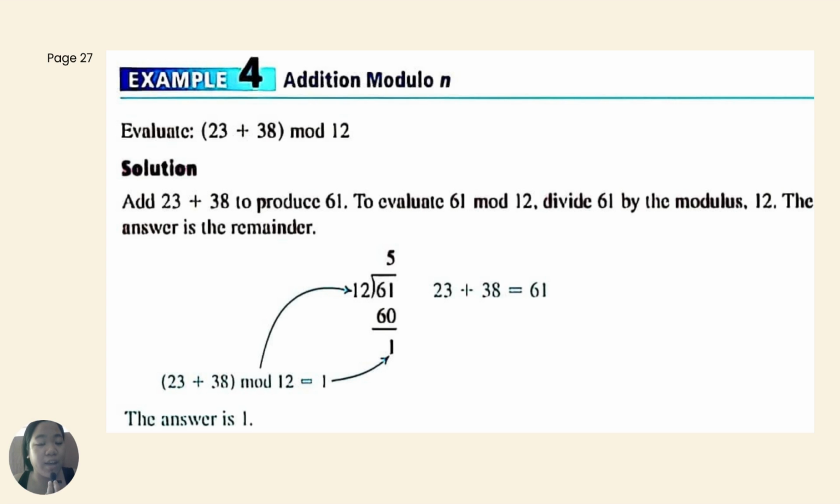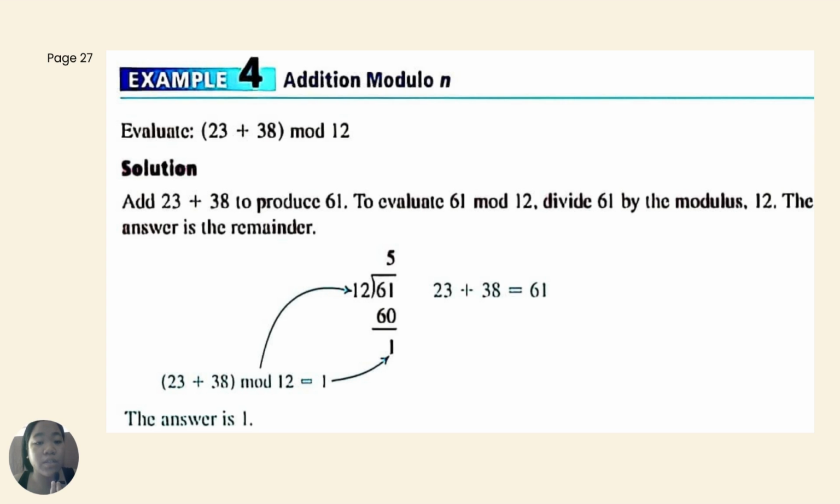Let us just add 23 plus 38 to produce 61. This is their sum. And then to evaluate 61 mod 12, we will divide 61 by 12, which is our modulus. So the answer there is the remainder.